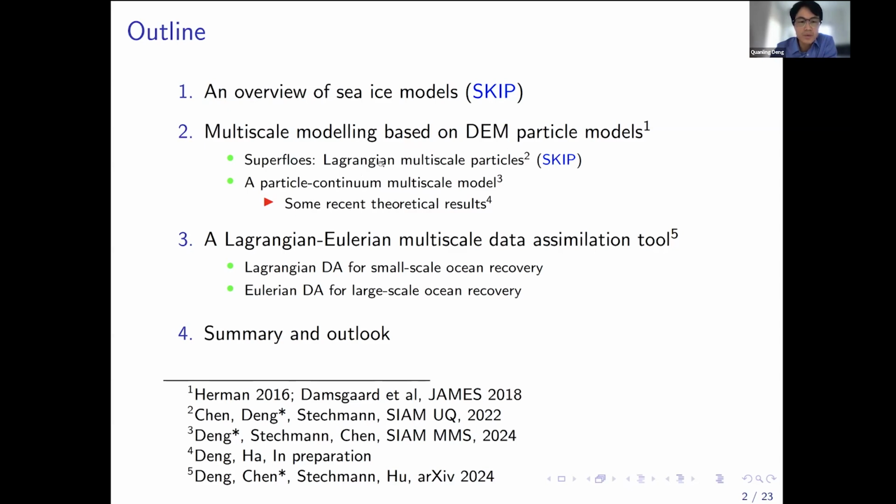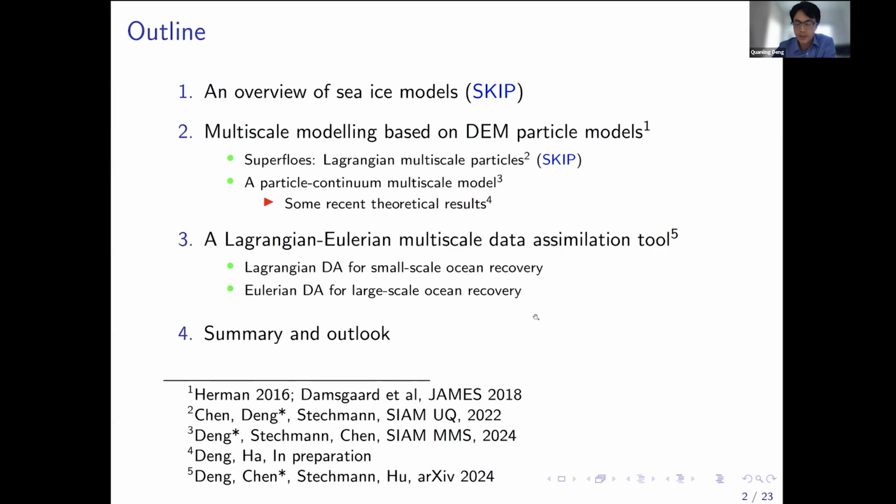We skip this part as well. They majorly focus on the coupling method, which is a particle-continuum model. Then I will present some recent mathematical theoretical results. I apologize, there will be some formulas here. And then I will look into data assimilation. Based on this multi-scale coupling framework, we developed a Lagrangian-Eulerian data assimilation tool, and then some summary and outlook.